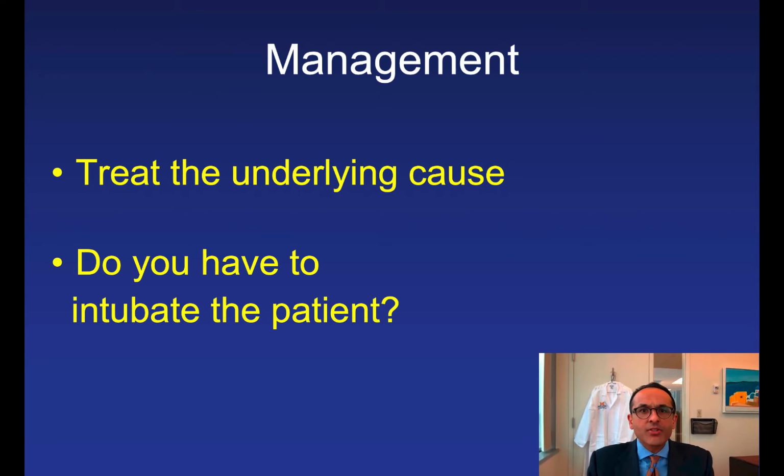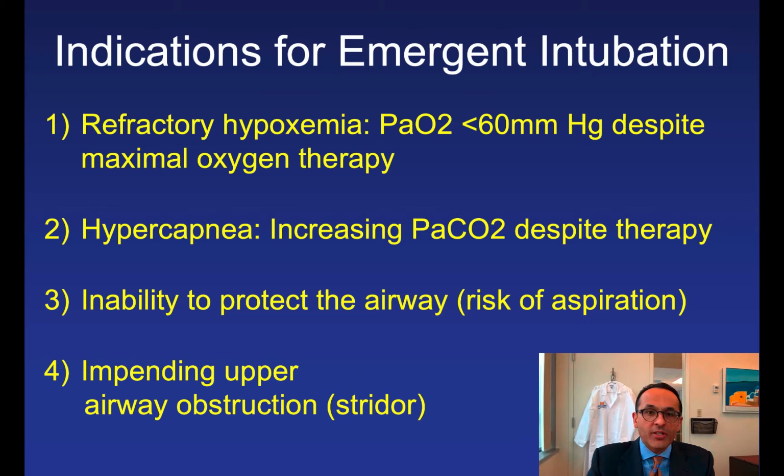But regardless of the underlying cause, you always want to ask yourself, when you first see an acutely dyspneic patient, do you have to intubate this patient? And these are the 4 indications for emergent intubation that I run through when I see a patient like this. First, they have refractory hypoxemia. Is their pAO2 less than 60 despite maximum oxygen delivery?